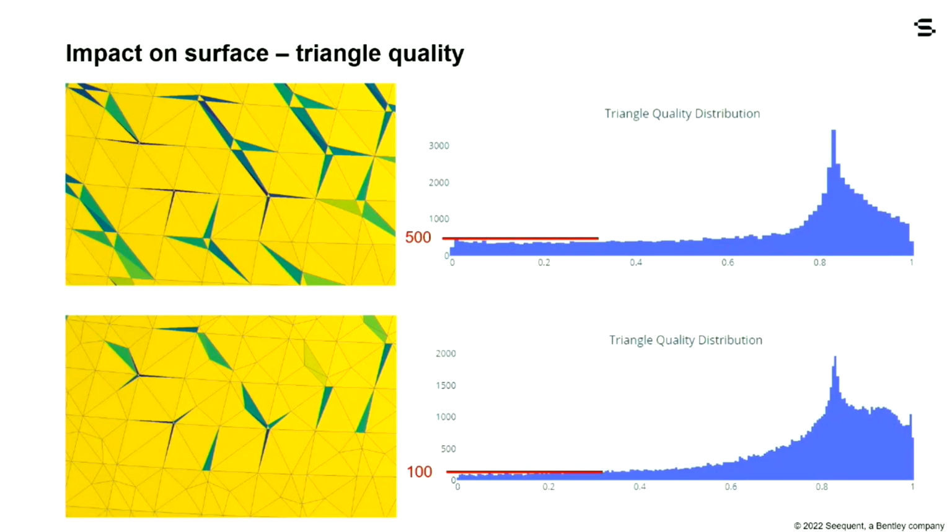So, what's the impact on the surface for triangle quality? On the top end, the darker triangles are the ones that have a poor triangle quality. After applying our technique of using a different triangulation, as you can see, there are far fewer triangles with bad quality, and the baseline is much lower. So this is pretty good.